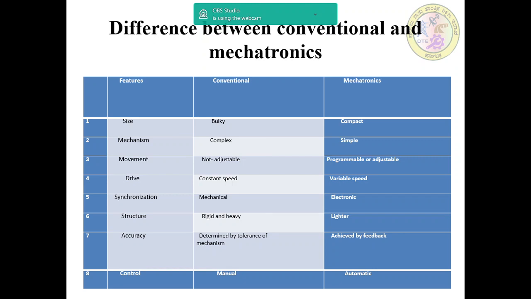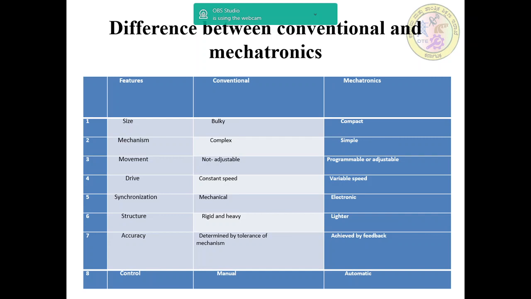This is the main difference between conventional and mechatronics. Conventional is what we have before using the mechatronic system, and then by using the different systems together to produce the components, that is the mechatronic system. That may be categorized into different features. It may be size, mechanism, movement, drive, synchronization, structure, accuracy, and then control. These are the various features while considering conventional as well as mechatronic systems.